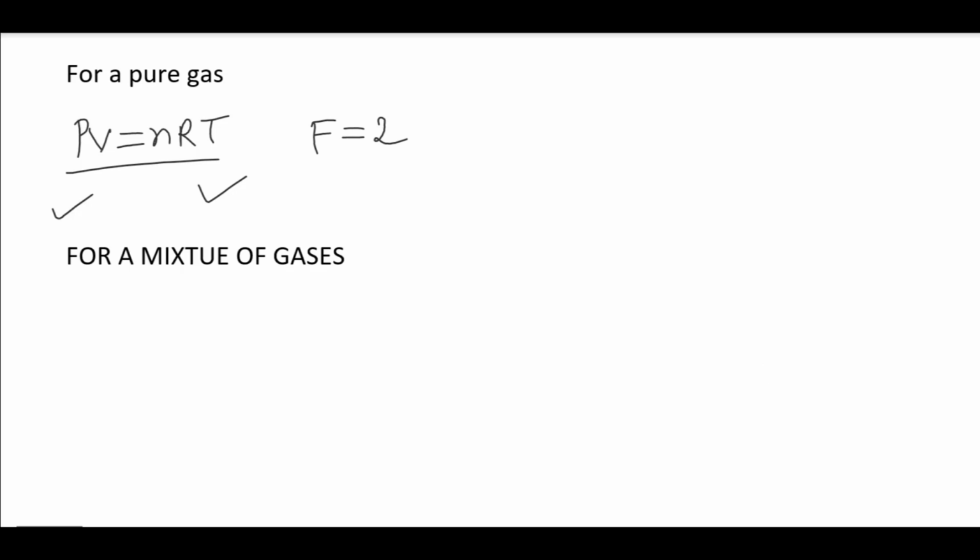Now, we'll have a case of a mixture of gases. A system containing a mixture of two or more gases is completely defined when its composition, temperature, and pressure are specified. If pressure and temperature are only specified, the third variable, that is composition, can be varied independently. Since it is necessary to specify these three variables, a mixture of two or more gases has a degree of freedom F equal to 3.